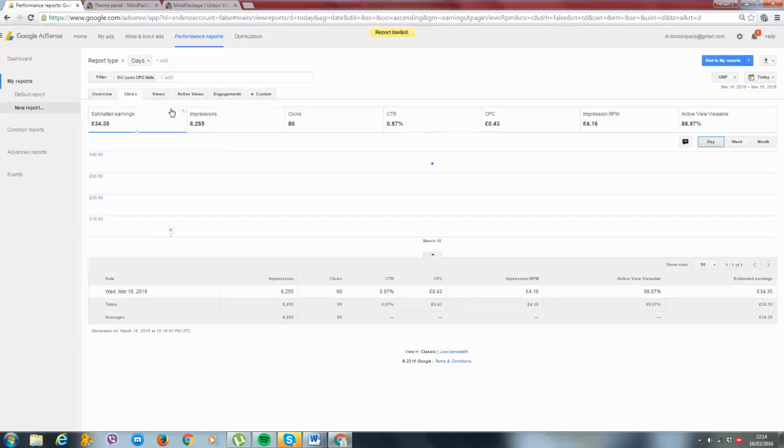Clicks tab, okay, over here what we look at. Estimated earnings, how much made on that date from clicks. Click-through rate, impressions, as I said, how many times your ads were shown. Clicks, how many times those ads were clicked. Click-through rate, the percentage of people who actually clicked on those ads. The cost per click, how much money was made per click on the ad, and impression RPM, as I explained before, how much money was made per 1,000 impressions on that day. That's it. That's all you need to know.